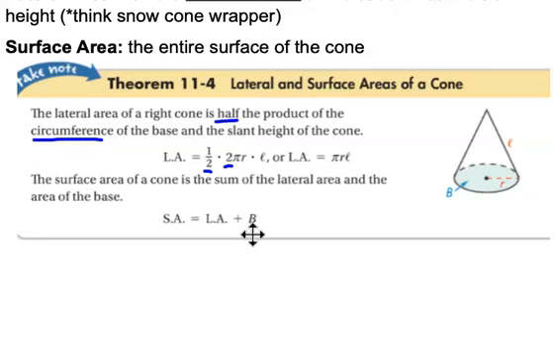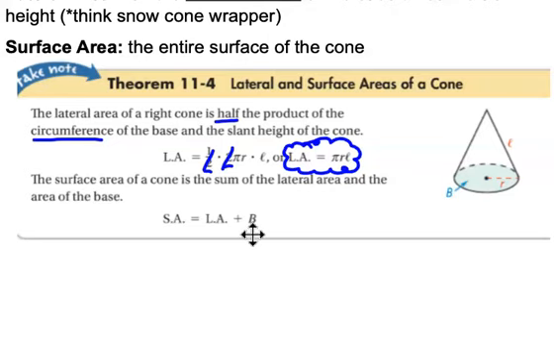Well, now it's 1/2 of the circumference, which is the 2 pi r. So this 1/2 and this 2 are just going to cancel each other out. So what's going to happen is we're going to have pi times r times L as the one you want to write down in your notes. So the lateral area, kind of the snow cone wrapper, that's your pi r L.